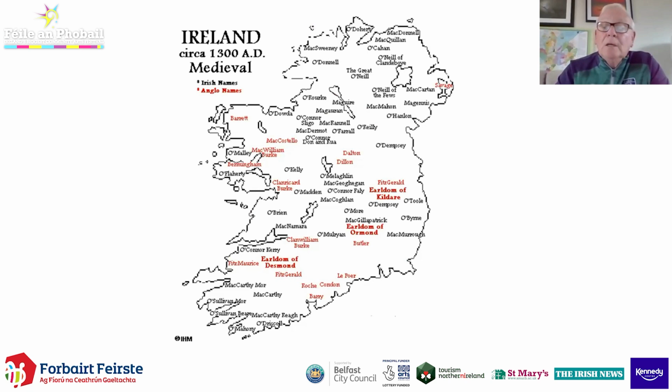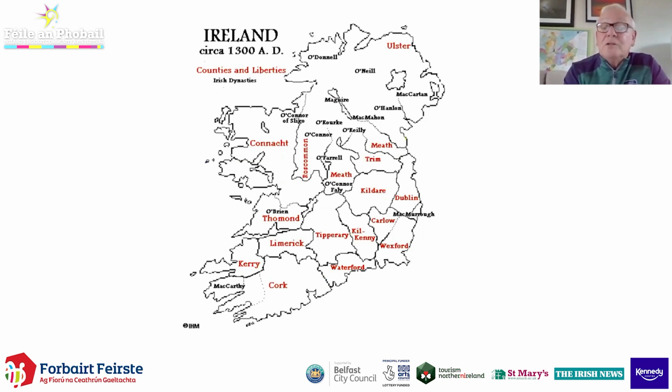We then have a medieval revival of the Gaelic clans, and you can begin to see some of the modern names appearing. You have the O'Donnells, the McSweeneys, the O'Dohertys, McQuillans, McDonalds, the O'Neills, the McCartans, the McGuinnesses, the O'Hanlons, the McMahons, the Rileys, the Farrells. So all of these names, which are still with us to this day, roughly in the same areas that they were then.